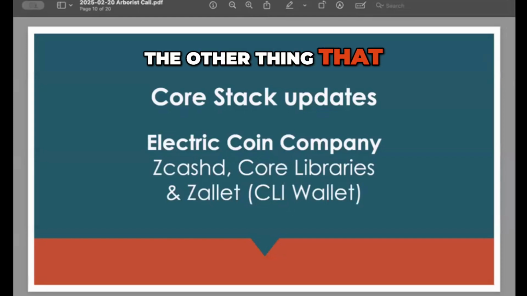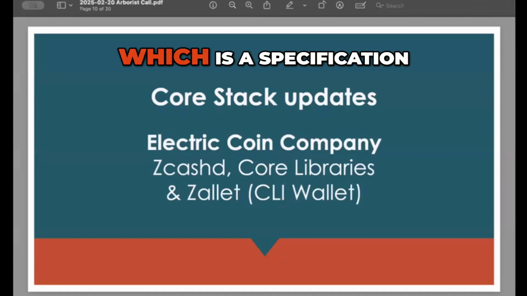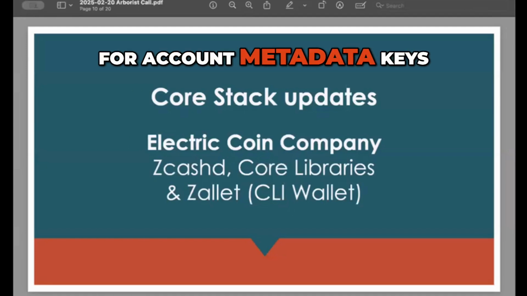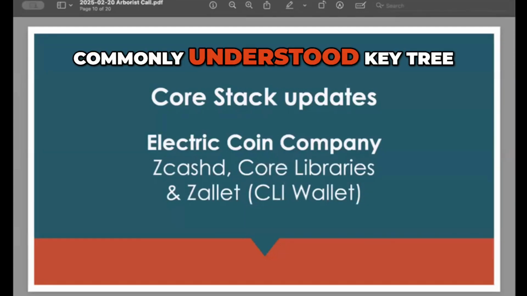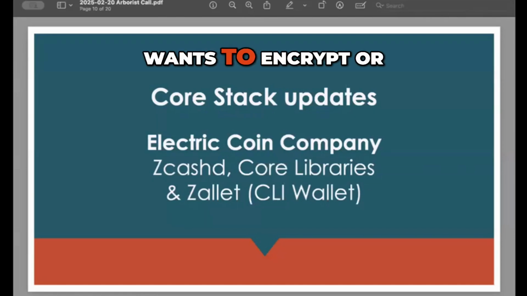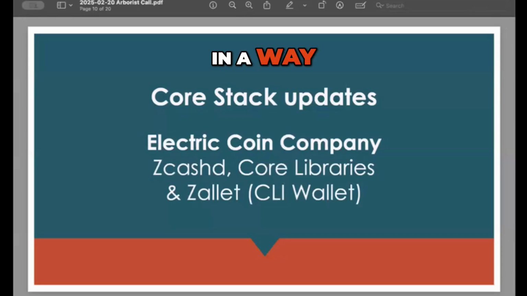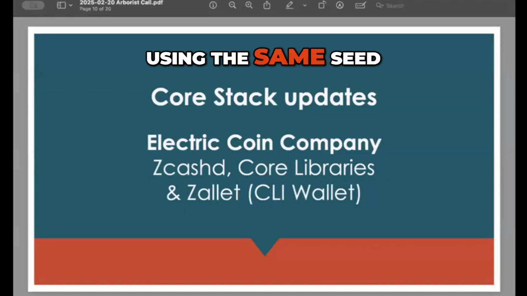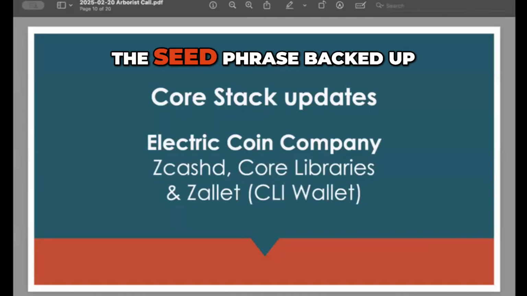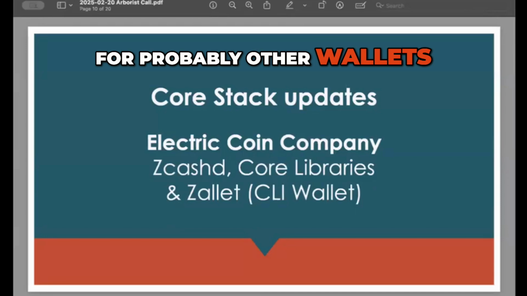The other thing that we did in the last couple of weeks was write up and put together what's now ZIP 325, which is a specification for account metadata keys. The intention with this is to enable a commonly understood key tree that any wallet that wants to encrypt or handle off-chain metadata that their wallet is generating can use, in a way that you can recover from an encrypted backup using the same seed material backup as you already have, i.e., the seed phrase. This is something that will be useful for Zallet, for Zashi, and probably other wallets if they wish to use it.